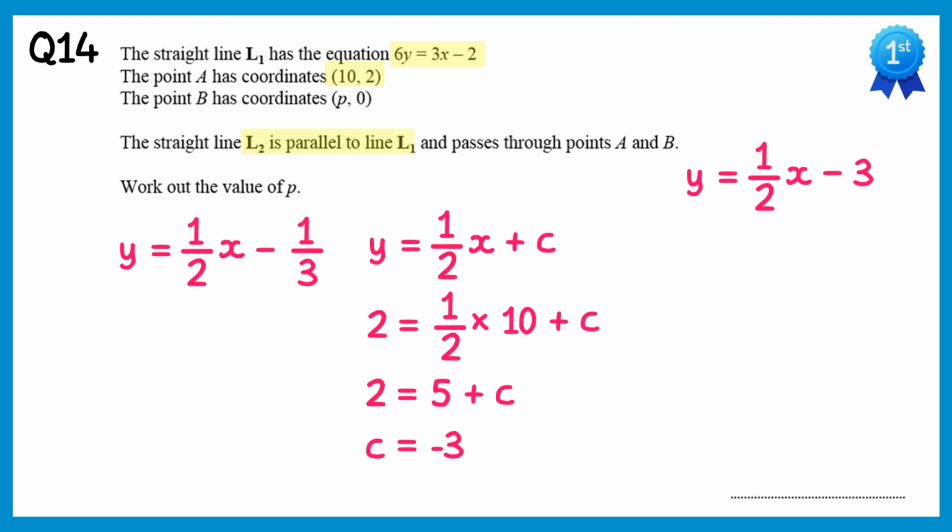We also know that this line goes through the point p, 0, so we could replace x with p and y with 0. So 0 equals half times p take away 3. If you then add 3 to both sides, you'll get 3 equals half p, and then times both sides by 2, you'll get 6 equals p, so p equals 6.